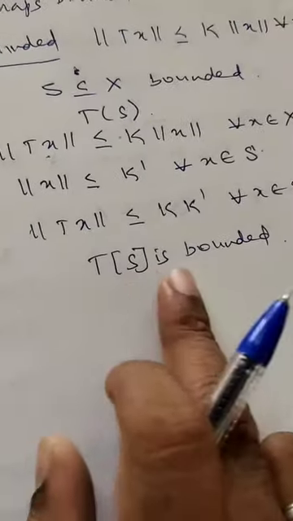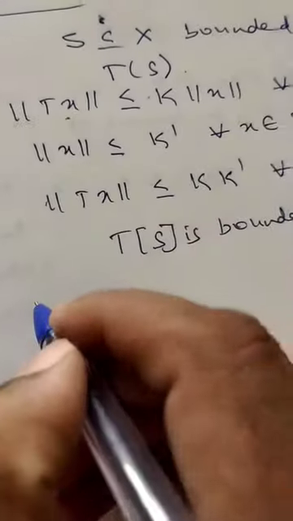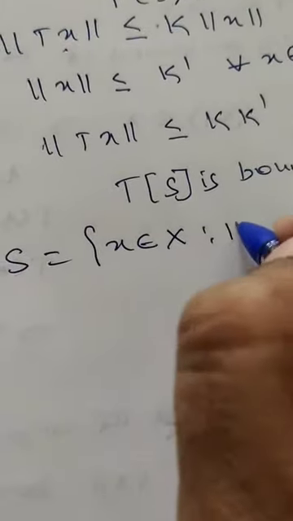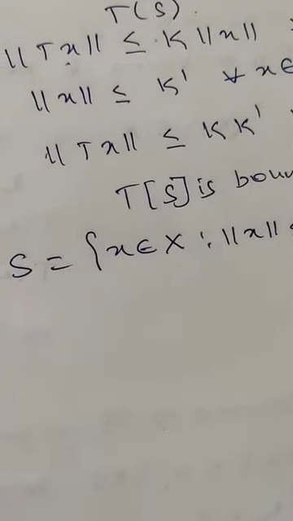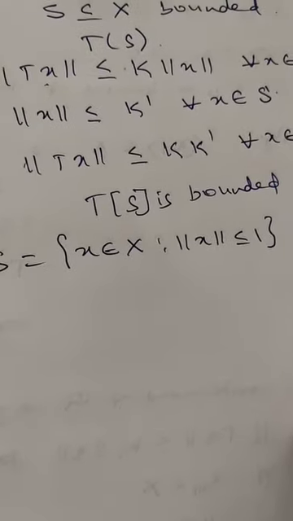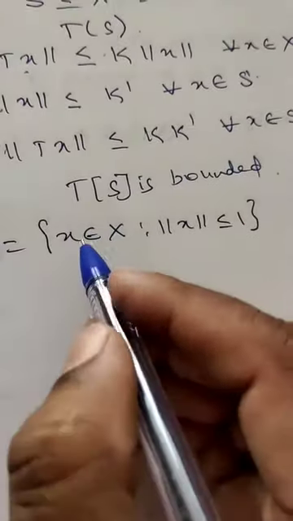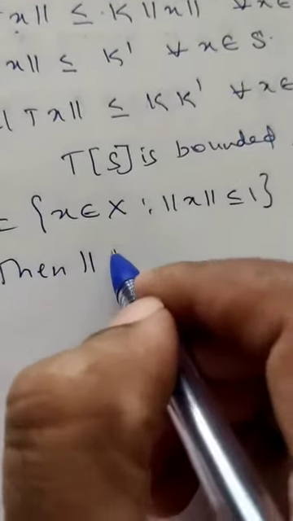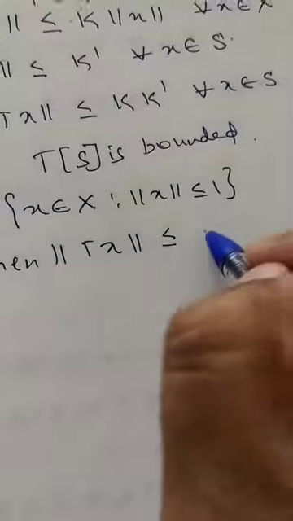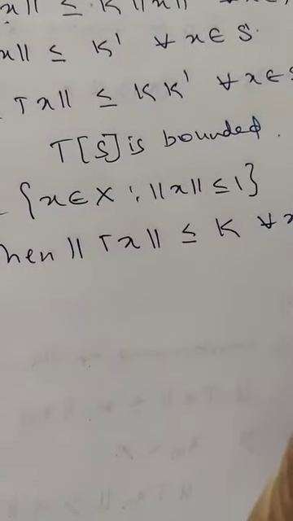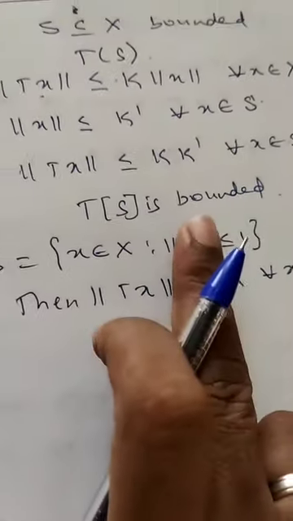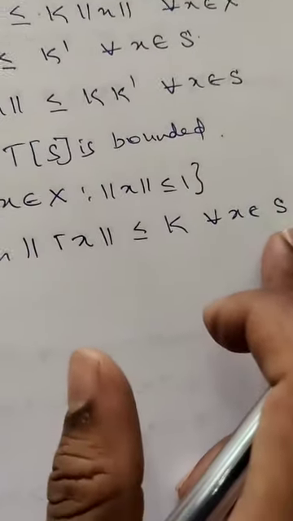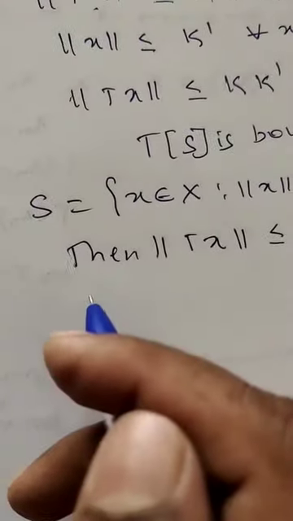Conversely, let T(S) be bounded for every bounded set S in X. Take S to be the set of all x belonging to X such that norm of x is less than or equal to 1. This is the unit ball, which is a bounded set. Then norm of T(x) is less than or equal to K for every x belonging to S, because we assumed that T(S) is bounded. Now we need to show T is bounded.